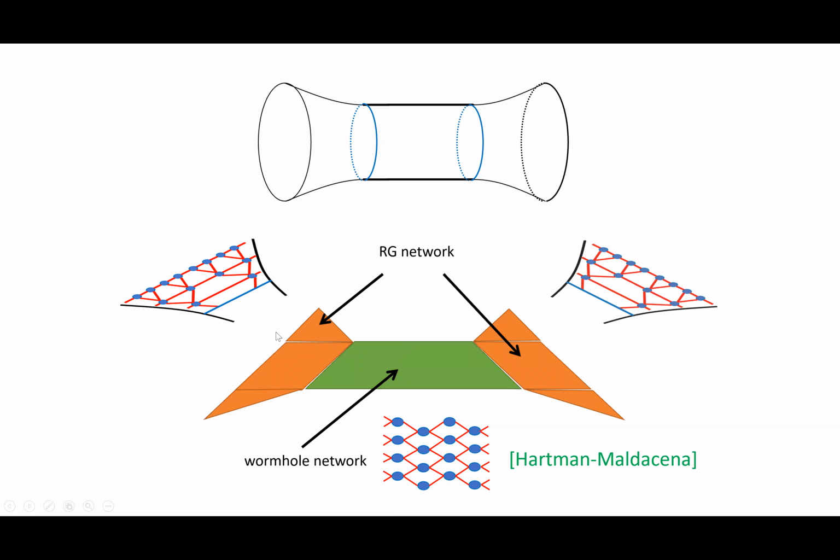So the very rough idea of these early works was that the complexity is basically just the number of little blue blobs in this network, the number of tensors. And each tensor should count, say, as roughly a central charge's worth of complexity.